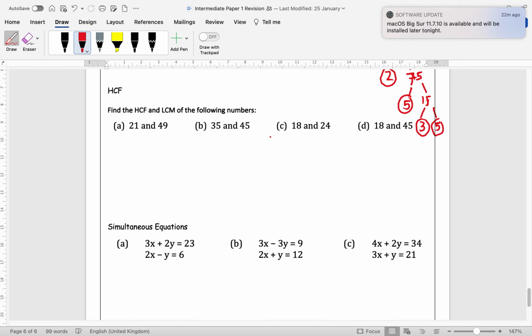HCF, highest common factor. Okay. What is the biggest number? What is the biggest factor that is common to both the numbers? So is there a factor of 21, which is also a factor of 49, right? Now, in this case, I can spot they're both in the 7 times table. So 7 is a common factor. Am I 100% sure it's the highest one? Not really, okay?